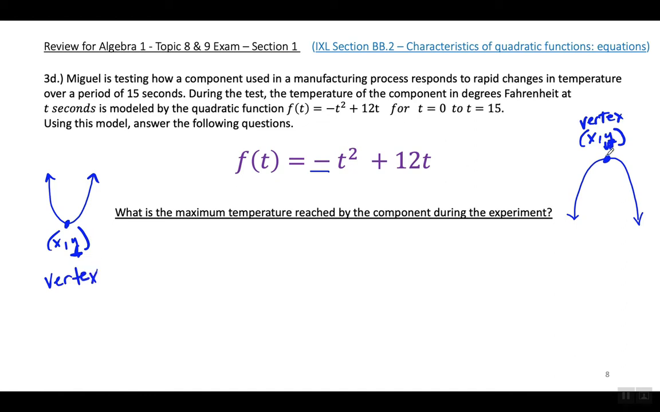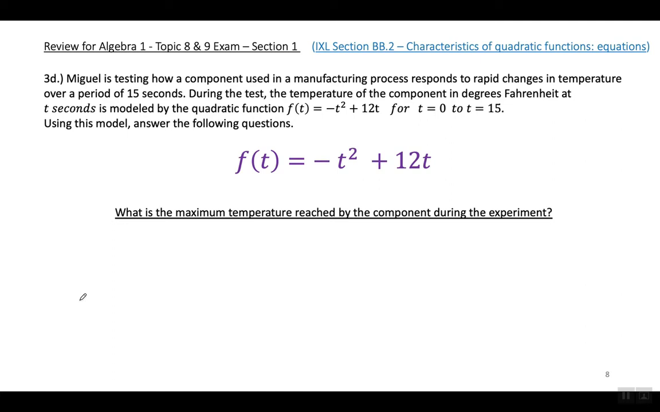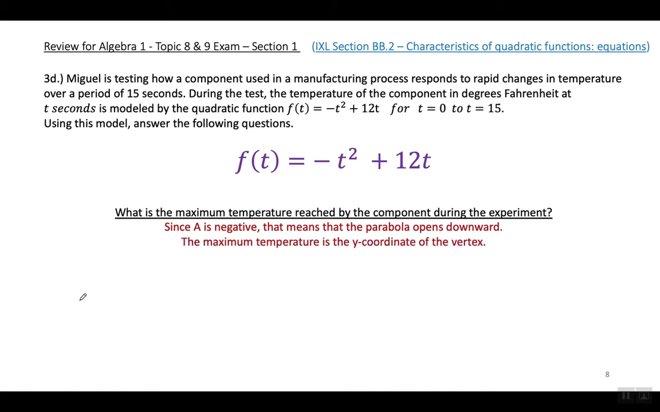So it's the same in both, except in this one, the y coordinate of the vertex is the maximum, and in this one, the y coordinate of the vertex is the minimum. But same concept. So that's what we have to find. Now, how do we do that? This is what I just said. Since A is negative, the parabola opens downward. The maximum temperature is the y coordinate of the vertex.